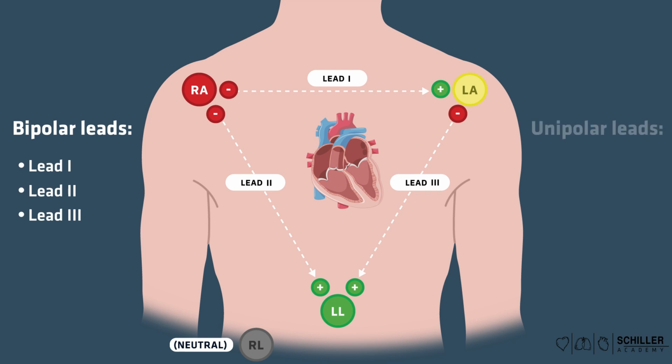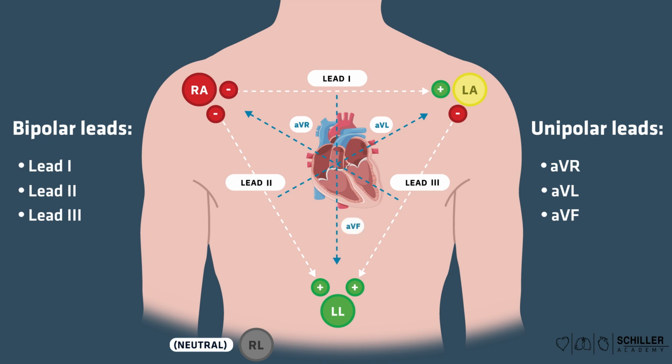In the coronal plane, the unipolar leads, called augmented vector right, AVR, augmented vector left, AVL, and augmented vector foot, AVF, are formed. The augmented limb leads use one limb electrode as the positive pole and take the average of inputs from the 2 other limb electrodes as the zero reference. AVR, AVL, and AVF each detect any positive deflection coming towards them.